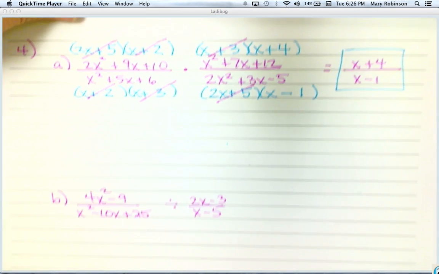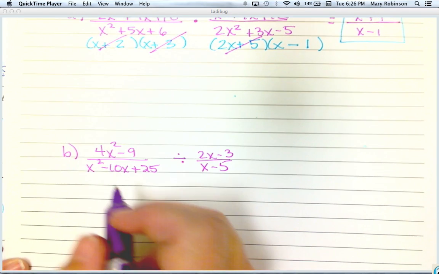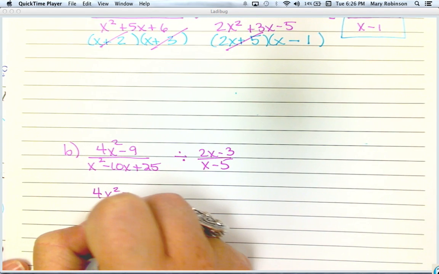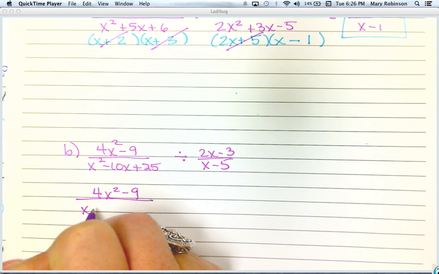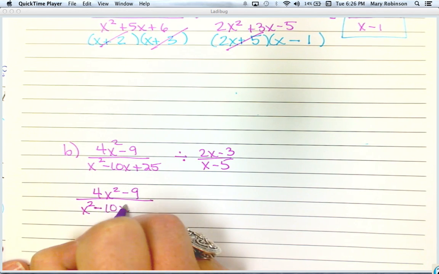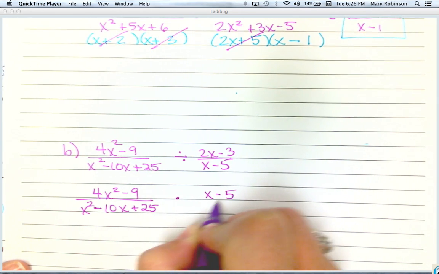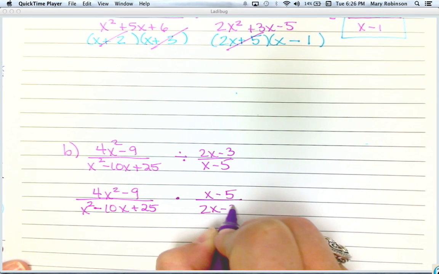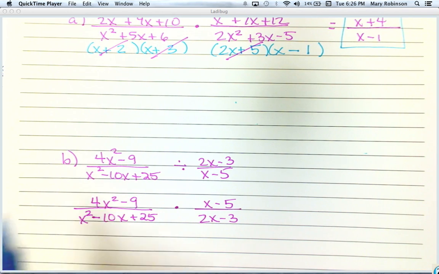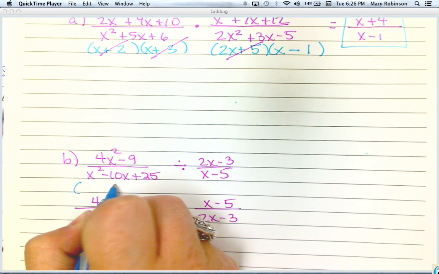For Part B, you're dividing, so the first thing you need to do, and some of y'all may be able to skip steps, so I'm totally fine with that, is change division to multiplication and invert this second fraction. And then do likewise like we did up here. So factor anything that's factorable.